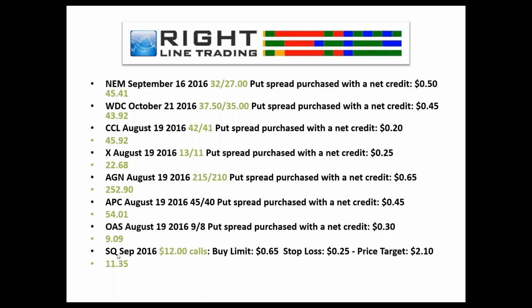Now, the unlocked position is Square. They're $12 calls, 65 cents. The stop loss is 25. The price target was $2.10. I thought that Square was going to go up a lot harder and faster after the unlock, but it fell a lot after the unlock. But now it's back up to $11.35. You only need 65 cents on this position to make money on the call position.